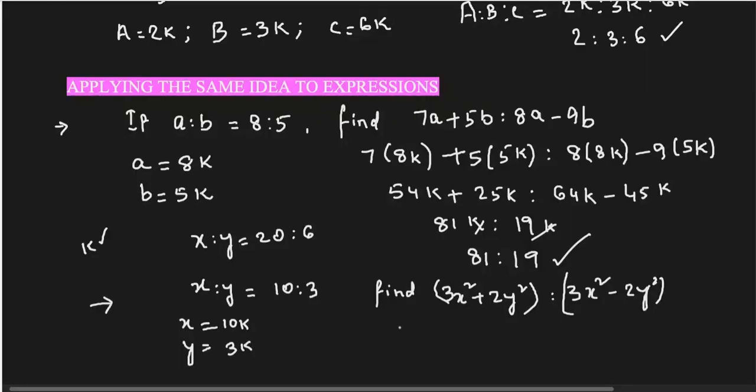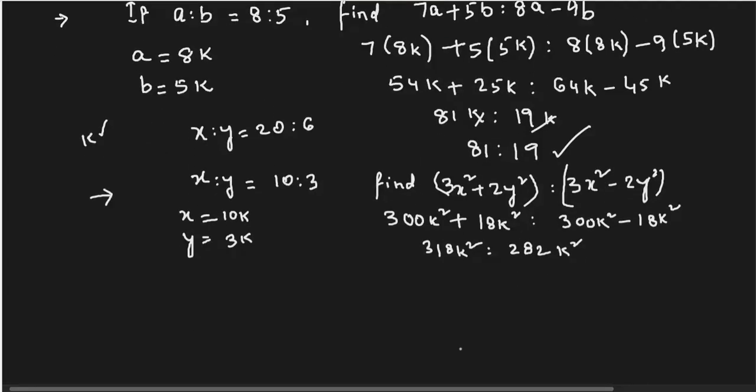If you substitute everything here, what you will get, 3 into 10 into 10, 100k square. So it will become 300k square plus 2 times 9, 18k square is to 3 times again you will get 300k square minus 18k square. So here you get 318k square, here you will get 282. So this k square gets cancelled. You will be left with 318 is to 282, and this is not in the least form. You can just divide it by 6 and you will get 53 is to 47. This is the lowest form of the ratio. So this is the answer.